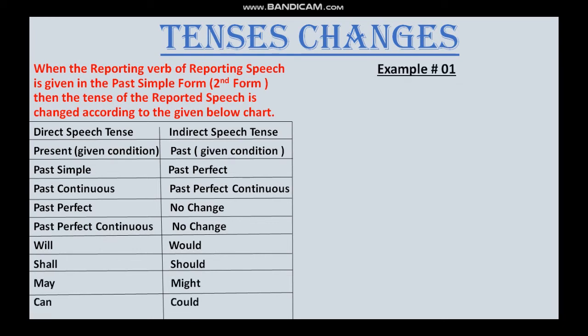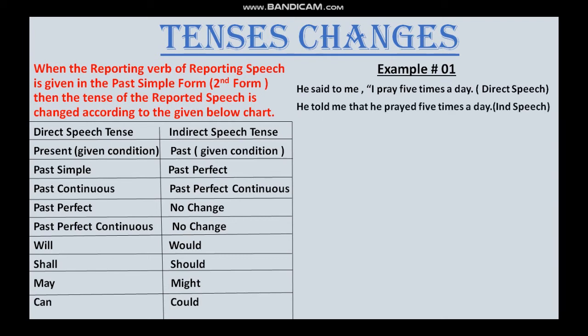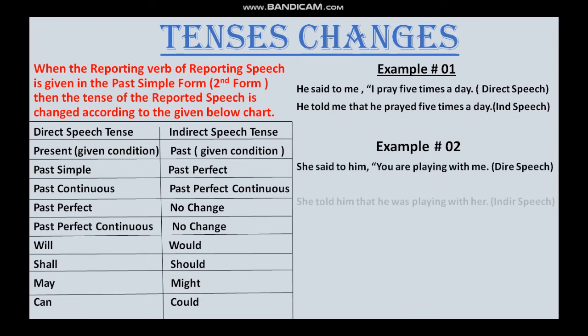So students, you can see here an example, he said to me, I pray 5 times a day. So I pray 5 times a day is a present simple sentence, and the second form is given in the reporting speech. So that's why I changed it. He told me that he prayed 5 times a day, because it is present simple, and present simple is changed into past simple. In the second example, she said to him, you are playing with me. So you are playing with me is present continuous, and present continuous changes into past continuous.